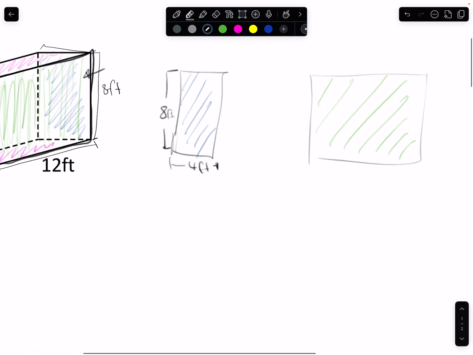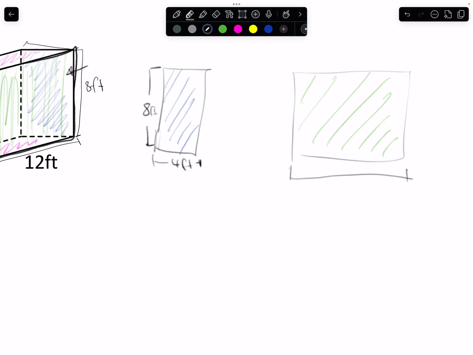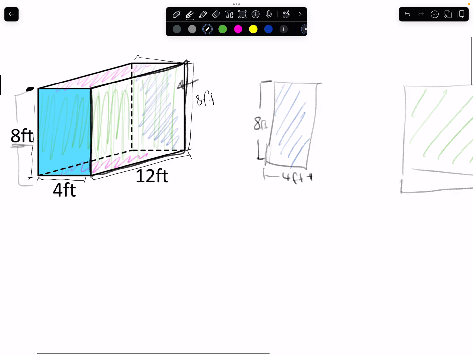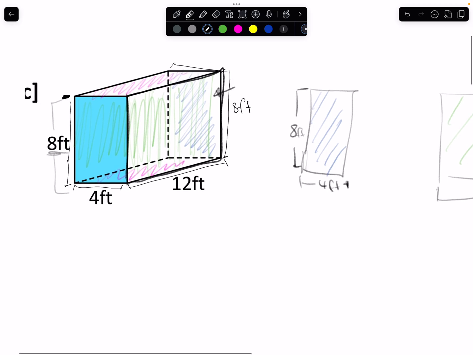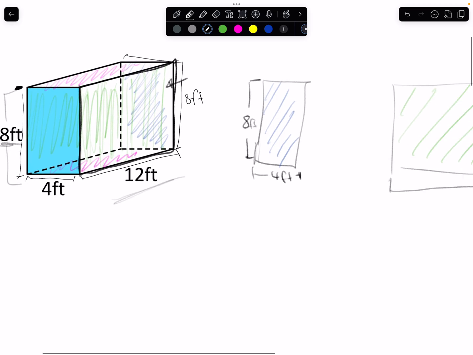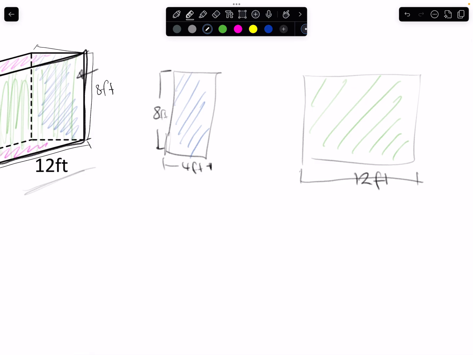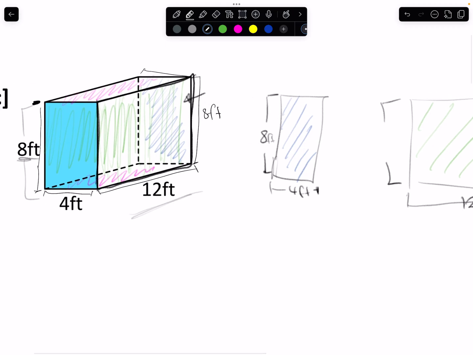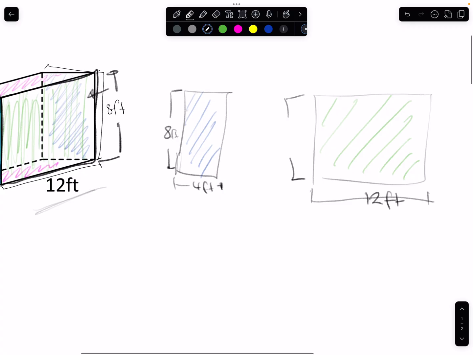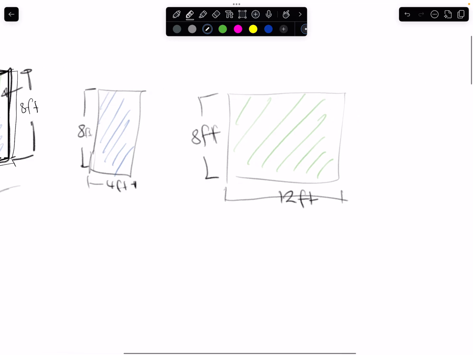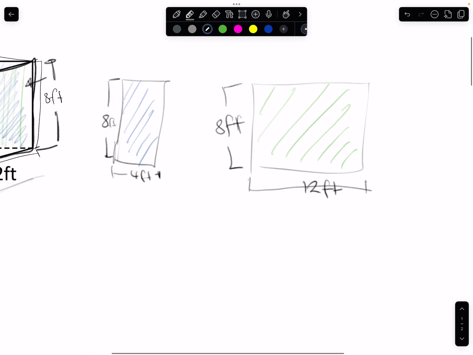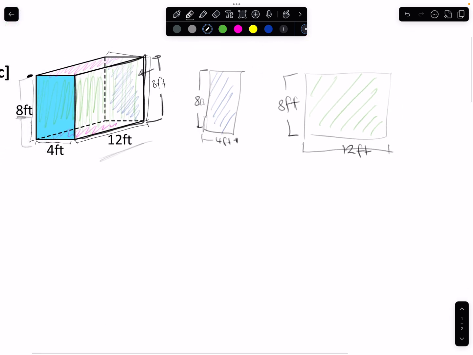Now, this section here, what length would that be? Well, when we look back over here, we can see that that would be the bottom side, the longest side, which is 12 feet. And this here is the height from there up to here, which is also 8 feet. We have one more shape, which is, maybe I'll do that one down here. The top.